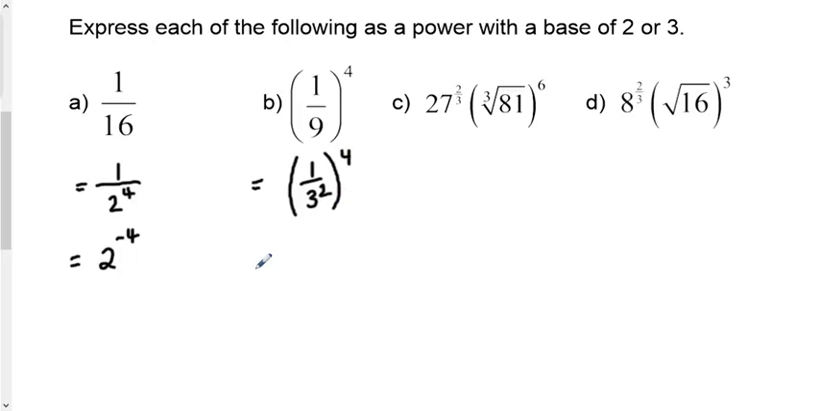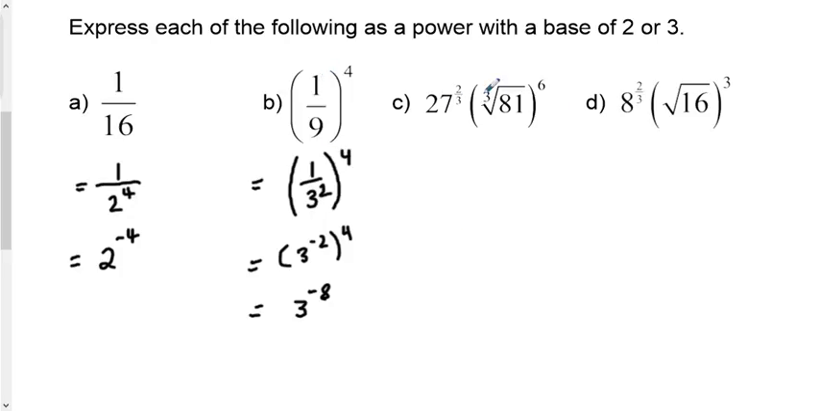Again, I'd like to reciprocate the base. So I'd like to rewrite that as 3 to the negative 2, and that with an exponent of 4. Because it's a power of a power, I'd say that's 3 to the negative 8. So 3 to the negative 8 is equivalent to 1/9 to the power 4.